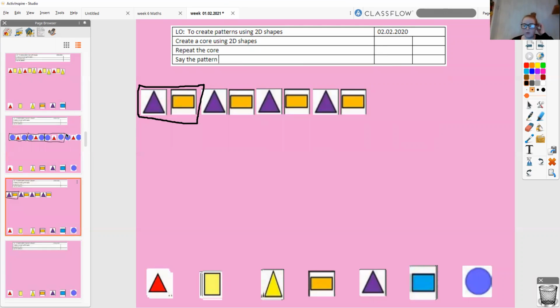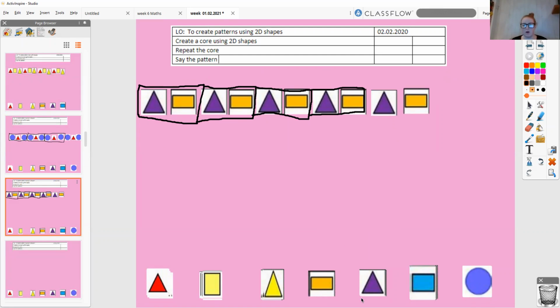So I have my first core, which is purple triangle, orange rectangle. My next core is purple triangle, orange rectangle. Next, purple triangle, orange rectangle. Next, purple triangle, orange rectangle. What's going to come next? Is it going to be another orange rectangle? No, I need to start with my core again, and my core is purple triangle, orange rectangle. Fantastic.